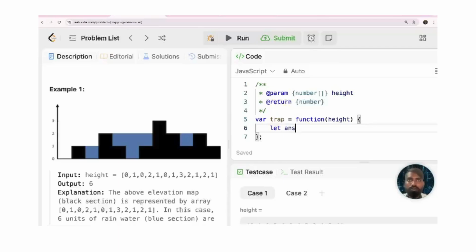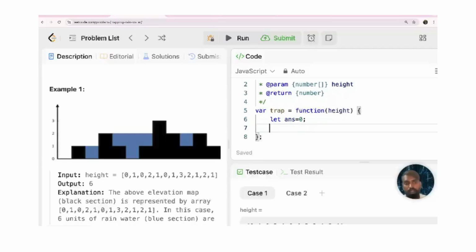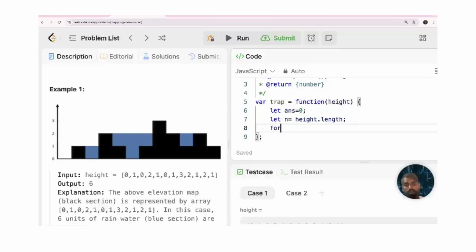So answer equals 0, since we are not storing anything till now. And we need to take the length of the array, the heights array, which is given. So let n equal to the length of height. So this becomes n. What we need to find out is we need to traverse everything and store from where to where we have blue, and from where to where we are not storing water. So first, for example, a for loop: let's start with index i equal to 0, till n, and we are doing i plus plus.